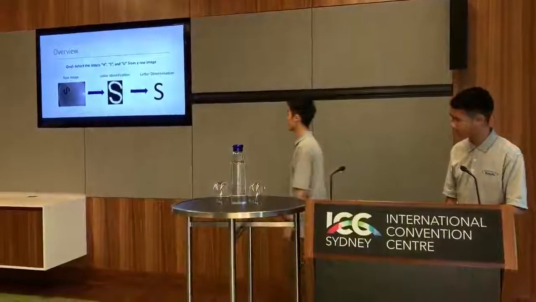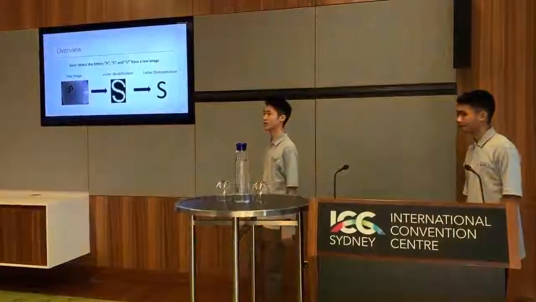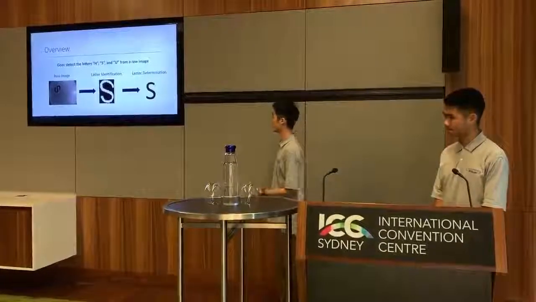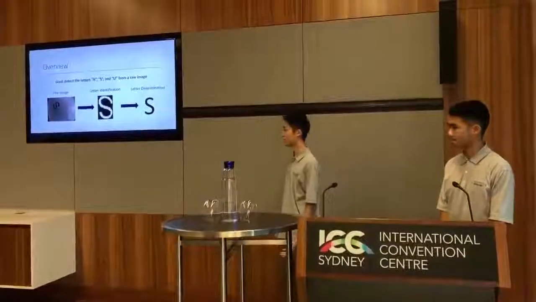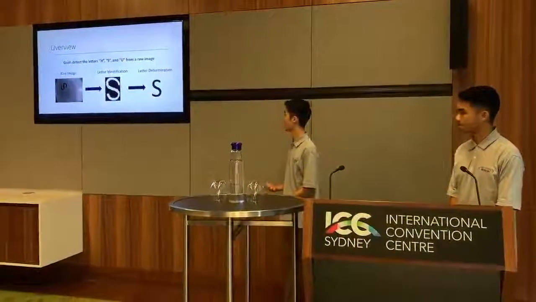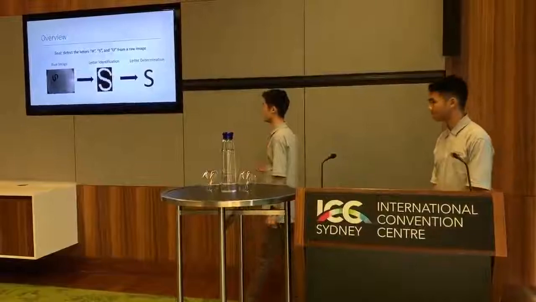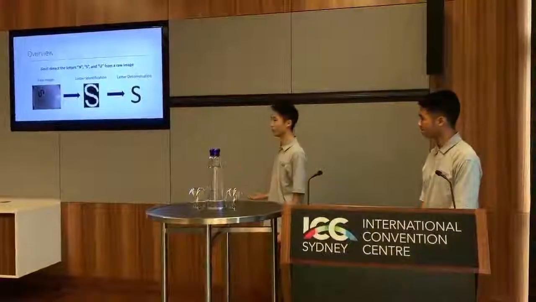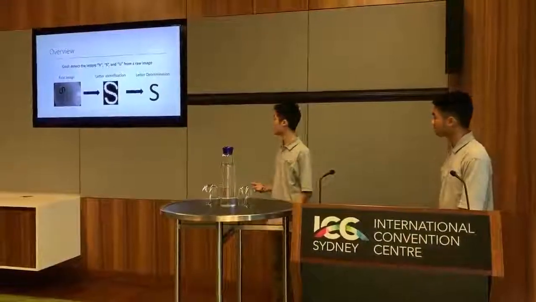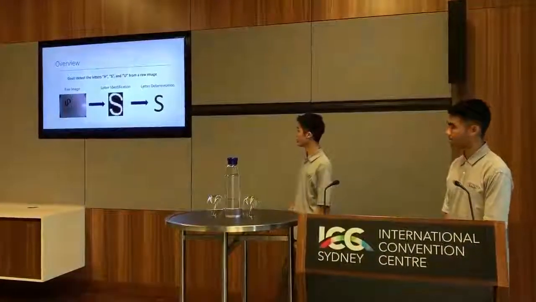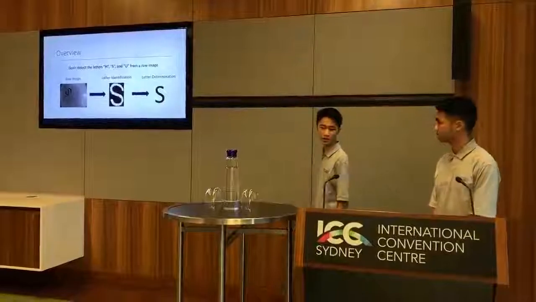Now I'll go over our letter detection algorithm. Just a brief overview of the task: the goal is to detect the letters H, S, and U, which are going to be placed in front of generally a white wall, from a raw image. How the algorithm works is we first have the raw image, and then we identify the letter, crop the image accordingly, and then determine if the letter is either H, S, or U. And we're using C++ with the OpenCV library.